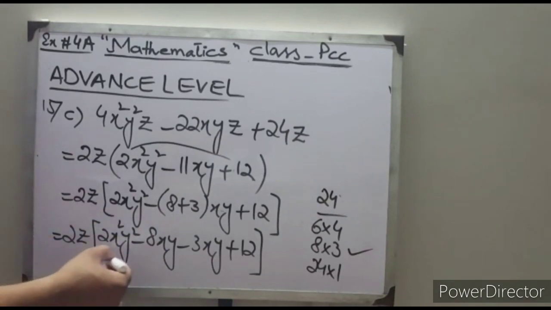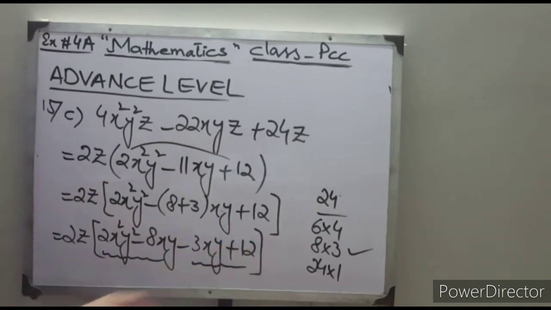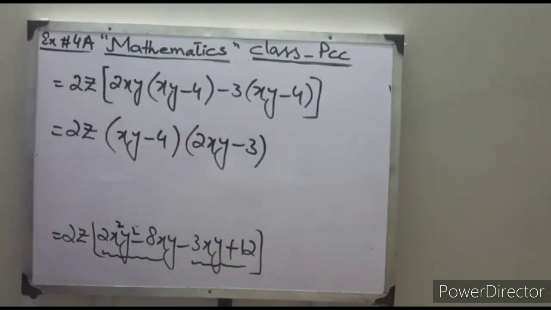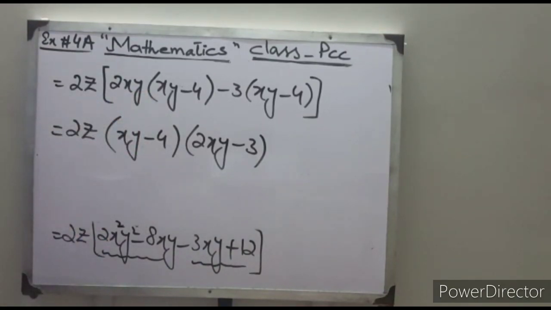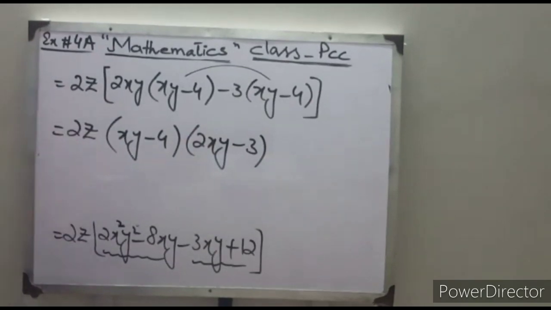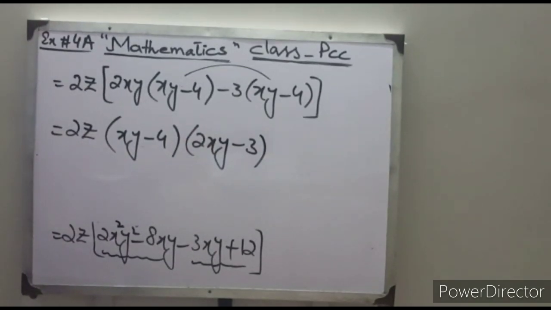Now we have two pairs. This is first one and this is second one. In the first pair, we have 2xy common, so remaining value will be xy minus 4. In the next pair, we have minus 3 common, so we have xy minus 4 in the bracket. These two brackets are same now, so the final answer will be 2z into xy minus 4 and 2xy minus 3. This is the final factorization of this expression.